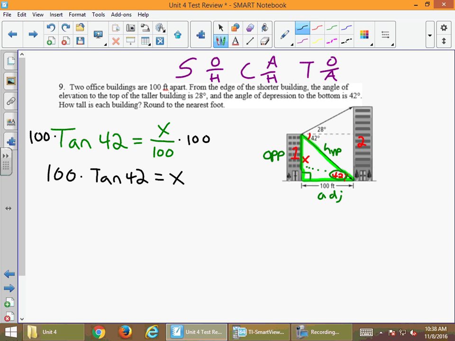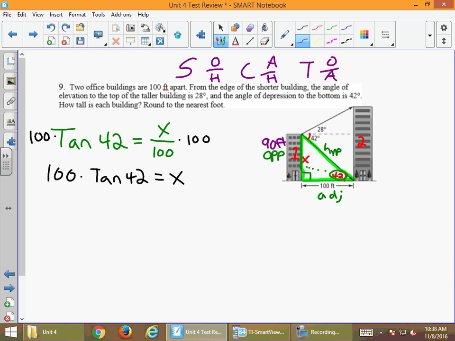So when you type into your borrowed calculator, it's 42 tan times 100. Everybody else, type as you see it. When I do so, round to the nearest foot, and how tall is Tower 1? 90 feet. So Tower 1 is 90 feet. Got it. That's Tower 1. We've got to crack the code on Tower 2.